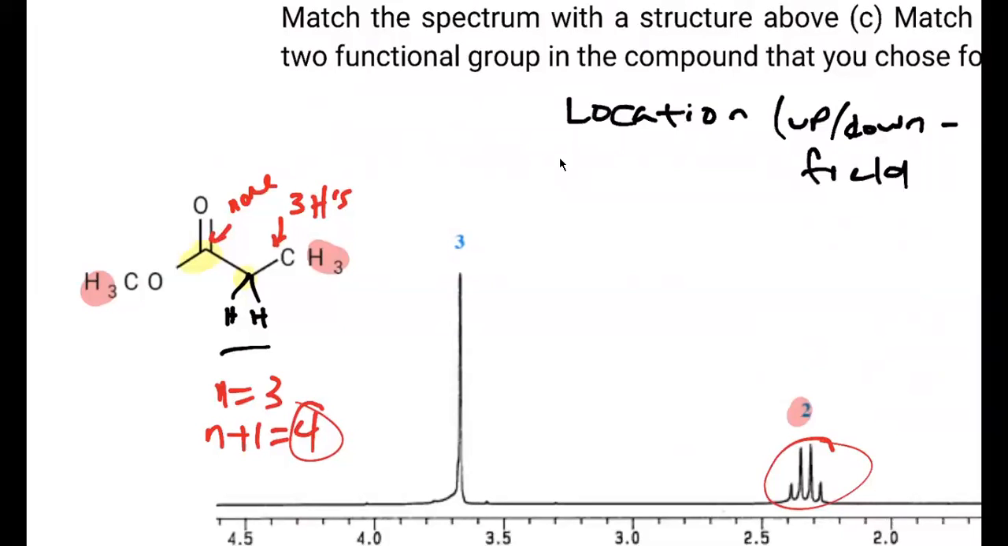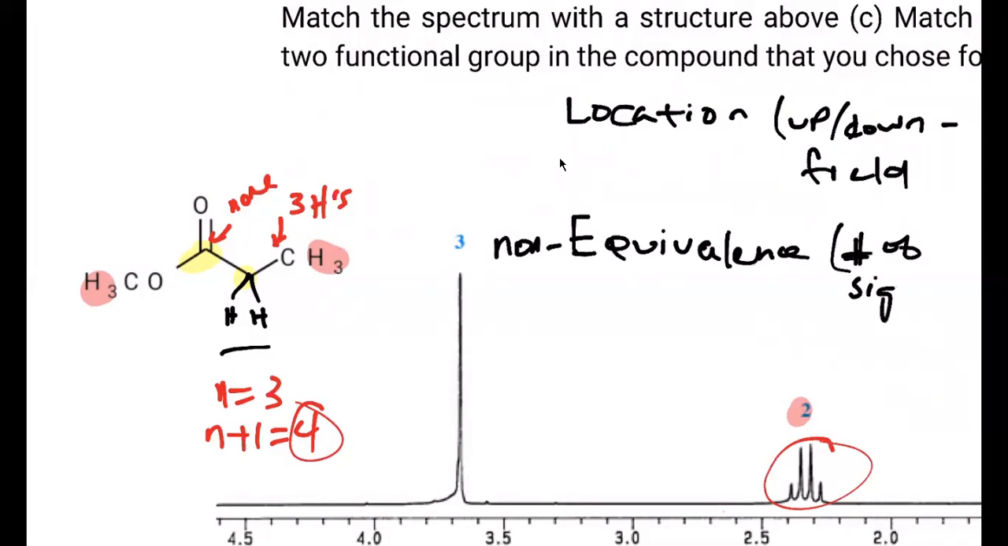And then the other thing that we take away from it is the non-equivalence. And that's the number of signals, right? That tells us everything that's non-equivalent is going to have its own signal. So that's the number of signals. And then the other thing we take away is the number of hydrogens. And that is going to come from the integration.